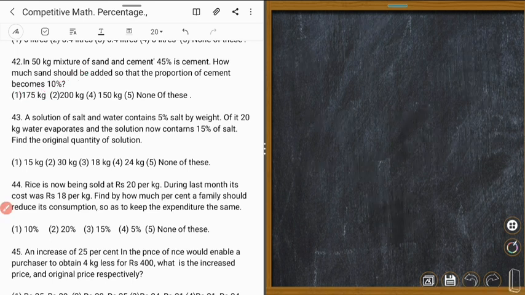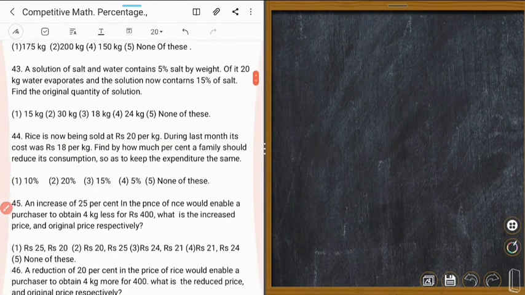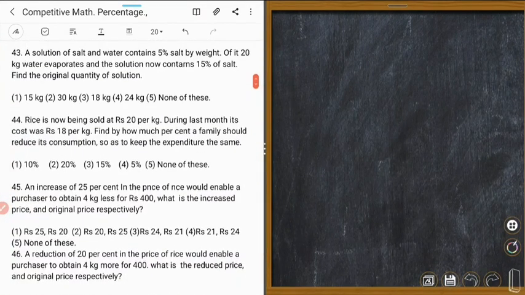Okay. Next one is, which number? 43. A solution of salt and water contains 5% salt by weight. Of it 20 kilograms of water was evaporated and the solution now contains 15% of salt. Find the original quantity.